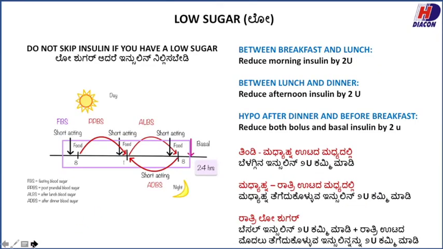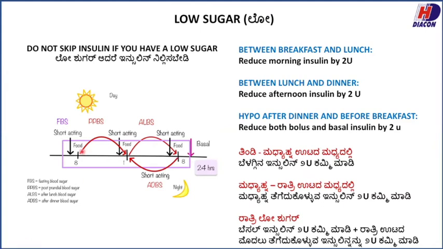So what should you do if you have a low sugar? The first thing is when you have low sugar symptoms, confirm that you actually have a low sugar. So check your blood sugar. If it is 70 or below 70, correct it with 3 to 4 spoons of glucose. And after that, have a snack. 15 minutes later, recheck your sugars to confirm if your sugars are normal or not. Then at that point of time, look at the time.